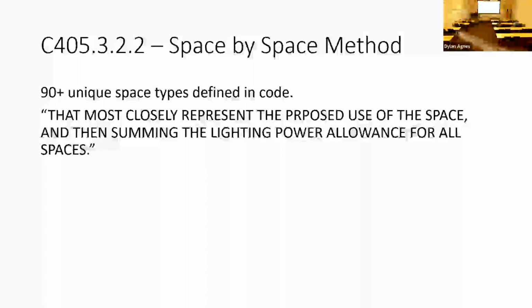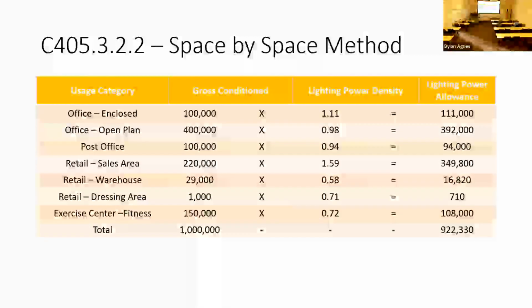I will remind you to choose the one that most closely represents the proposed use. So it's informal logic, but again, we're all designers, engineers, and architects here, so we know what a space type is going to be used for. This is the example they give in the code.